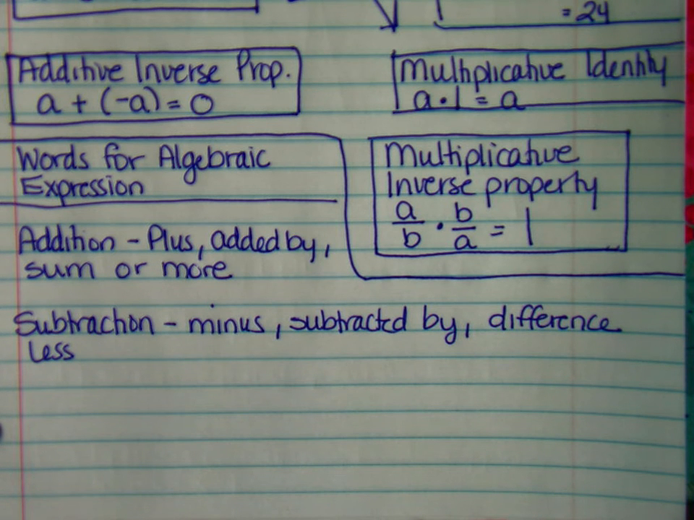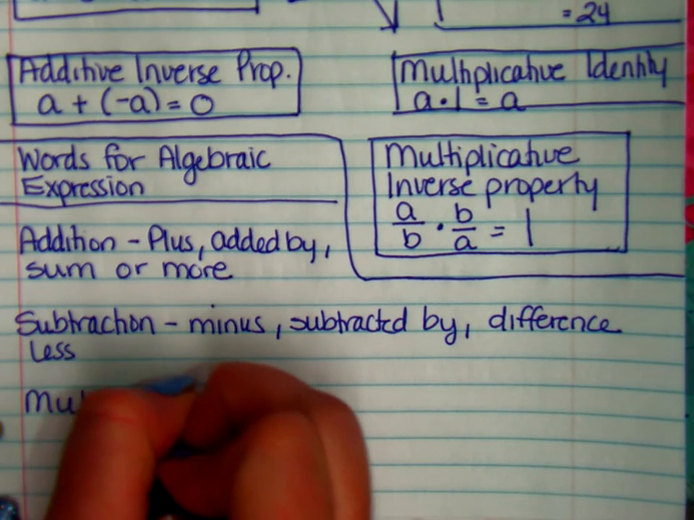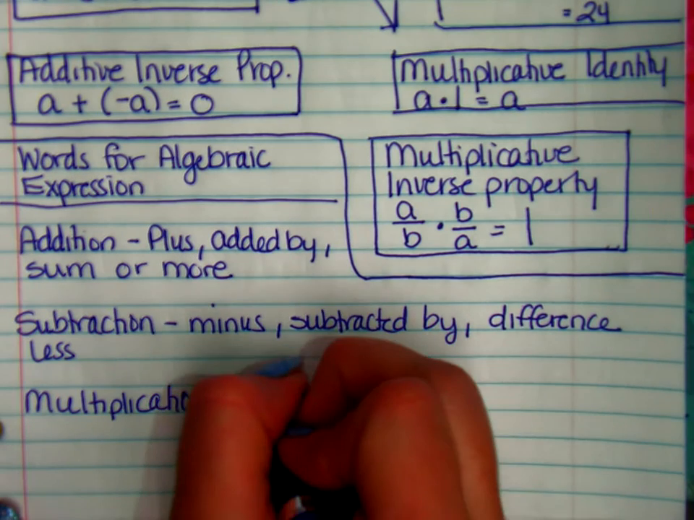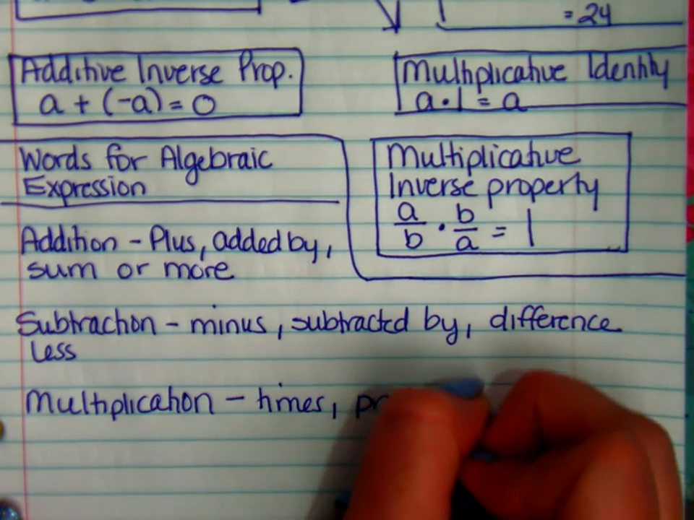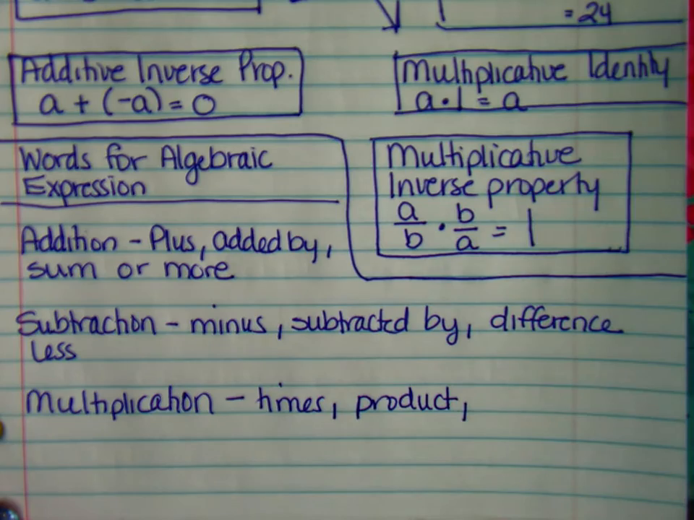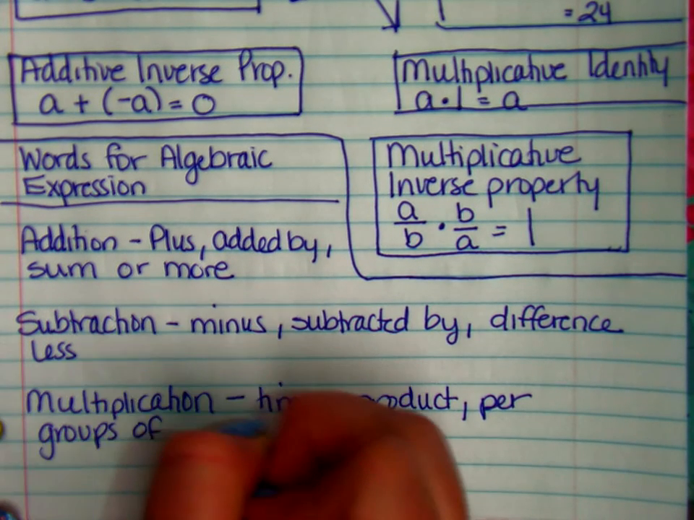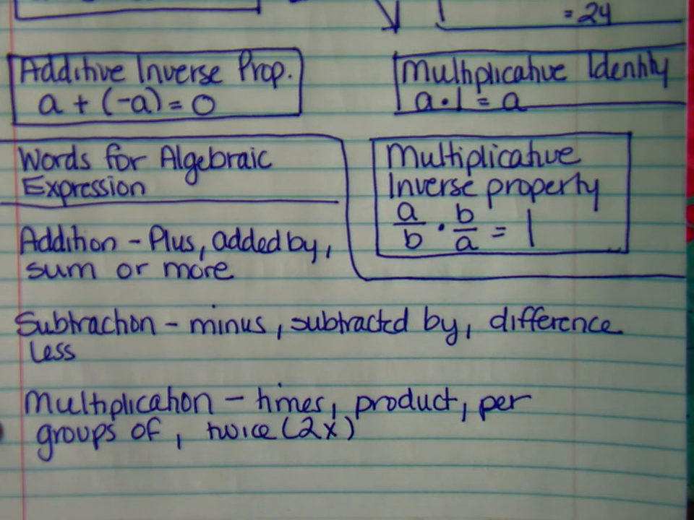All right, let's keep going now to another one. What about multiplication? Now, we know we have multiplication if we have the words times, product. Here's some ones you might have forgotten, but also per. So like miles per gallon, you're multiplying the amount of miles per the amount of gallons that you have. We could have groups of. And here's another fun one, twice. And that means we're doing 2 times whatever.